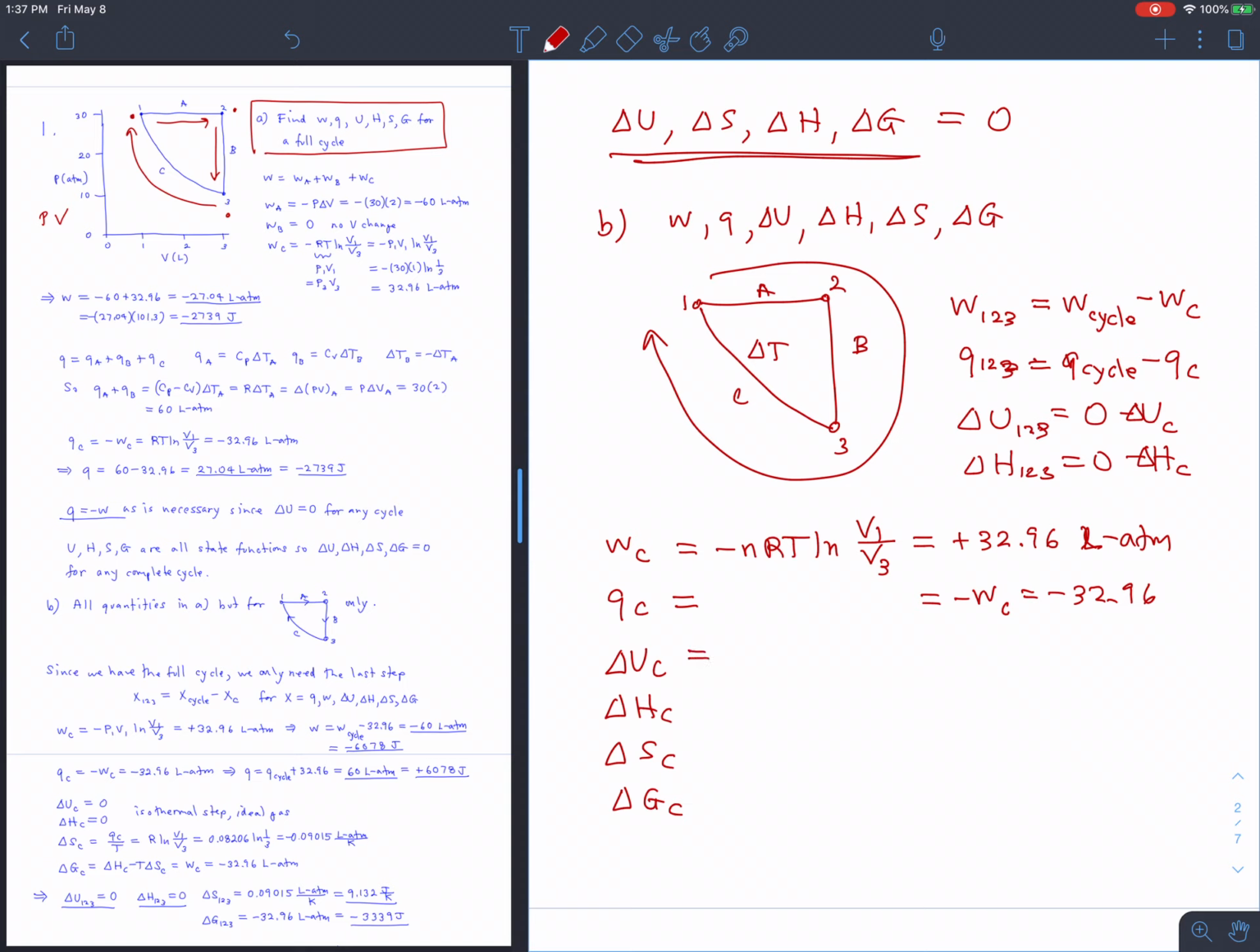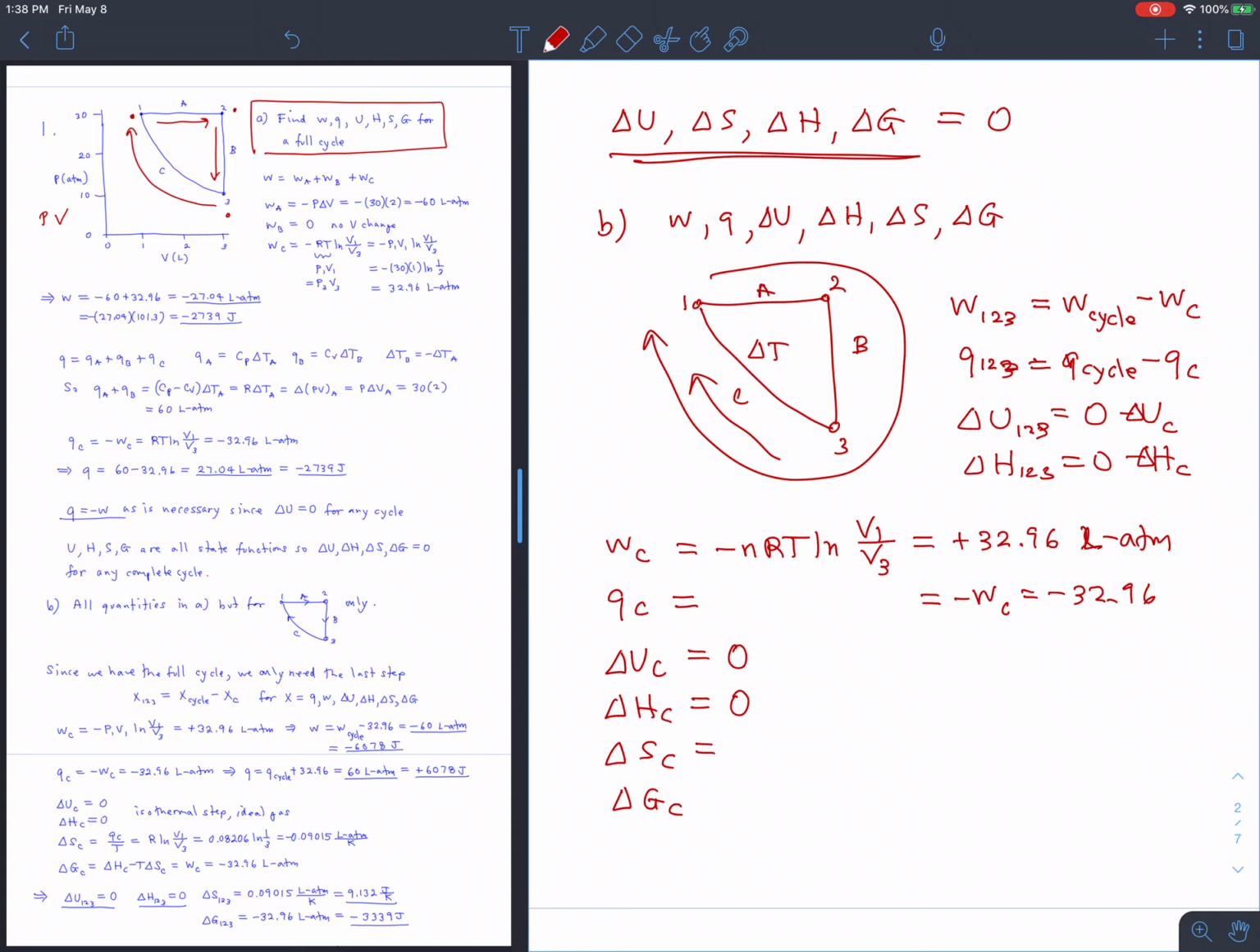Delta U for step C has to be 0, right? Because it's an isothermal process for an ideal gas. Same for delta H. Delta U is 0 all the way around, but it's also 0 for step C all by itself because it's an isothermal process and this is an ideal gas. For an ideal gas, energy and enthalpy only depend on temperature. If temperature doesn't change, then there's no change in energy or enthalpy.